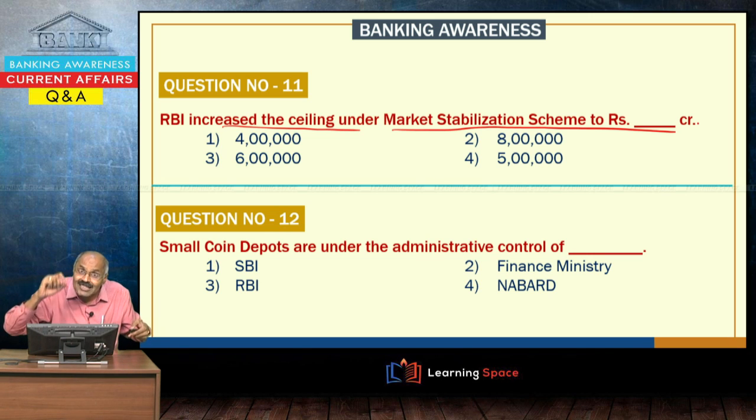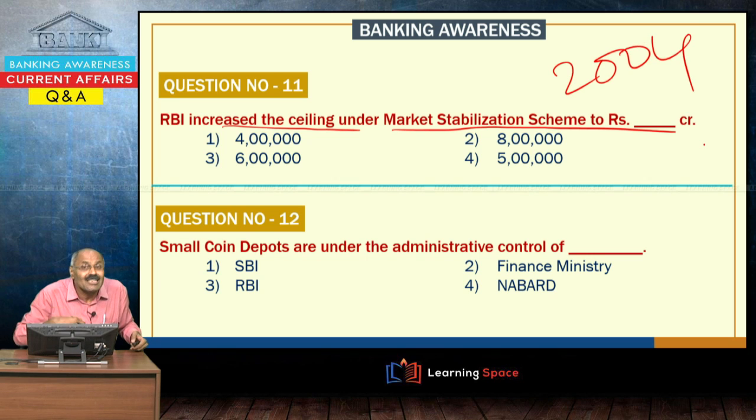So, just like doing surgery, when excess liquidity is there, then under market stabilization scheme, by issuing the bonds, RBI will suck the liquidity, and this is to be maintained as a special account. This is as per the agreement between Reserve Bank of India and Government of India in 2004, and recently this limit is increased to rupees 6 lakh crores.